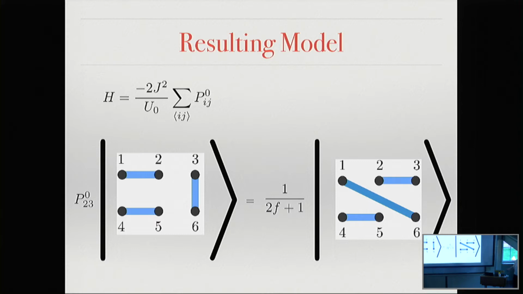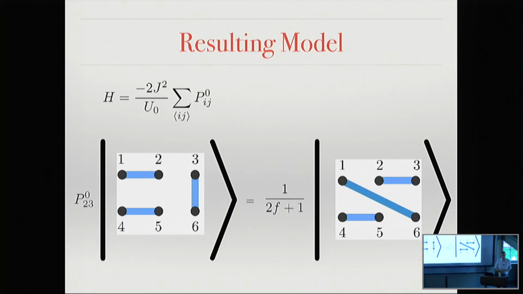Because I just demonstrated, right? If I act on 2 sites that already form a singlet, I get back what I had before. If I act on 2 sites that don't form a singlet, well, they form a singlet, and then the other ends form a singlet. Right. I mean, you can also just sit down and do the Clebsch-Gordan coefficients as well. That's how we get the 1 over 2f plus 1.